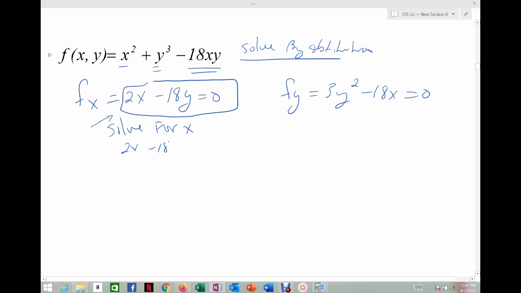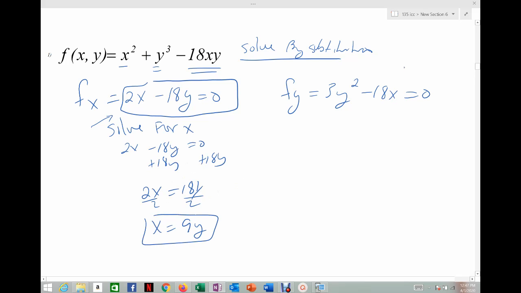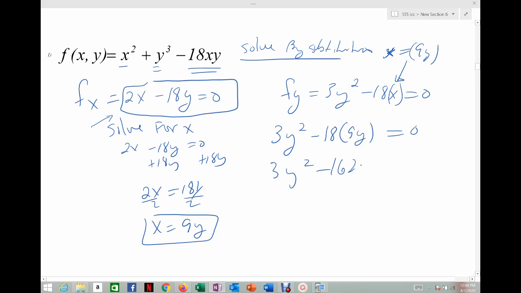So I'm going to solve for x in this equation. 2x minus 18y equals 0. So I'm going to move my 18y to the other side. So 2x equals 18y, and so x equals 9 times y. Now I'm going to substitute in for that x value. My x value is equivalent to 9y, so I'm going to replace x with 9y in my other equation. So I've got 3y squared still, minus 18, and instead of x, I'm going to replace it with 9 times y, set equal to 0. 18 times 9 comes out to 162.